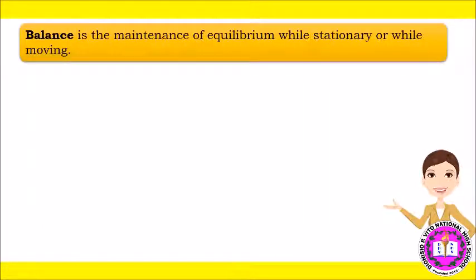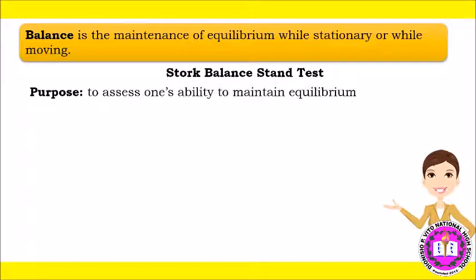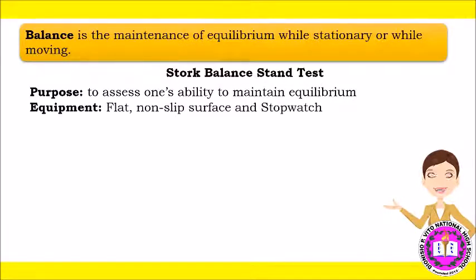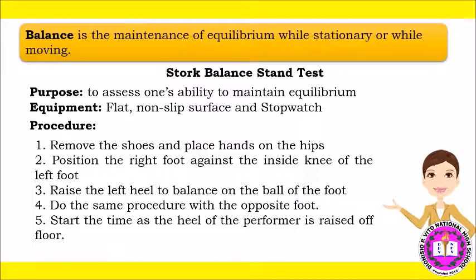Balance is the maintenance of equilibrium while stationary or while moving. Stork balance stand test. Purpose: to assess one's ability to maintain equilibrium. Equipment: flat, non-slip surface and stopwatch. Procedure: first, remove the shoes and place hands on the hips. Second, position the right foot against the inside knee of the left foot.